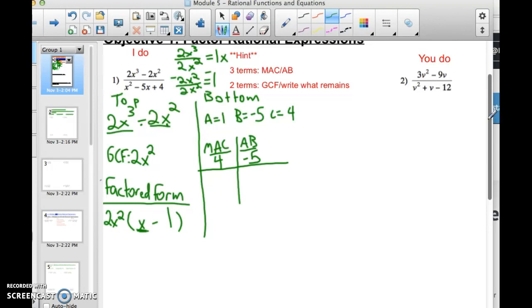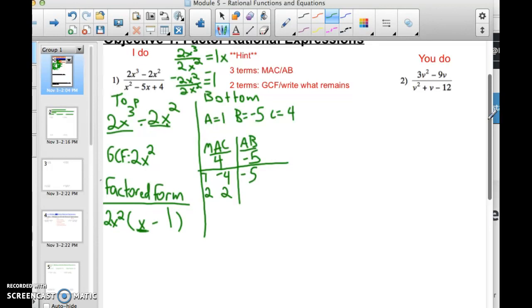All right, there's my T-chart. I've set that up. I need numbers that multiply to 4 and add up to negative 5. Now again, you can go down the line, 1 and its partner 4. 1 and 4 are factors of 4. 2 and 2 are factors of 4. They need to multiply to 4 and add up to negative 5. In this case, it is 1 and 4, but because the B term is negative, they both have to be negative. Because if the B term is negative and the C term or the MAC term is positive, they both have to be negative. The factors do, because negative 1 times negative 4 is a positive 4, and negative 1 plus negative 4 is a negative 5.